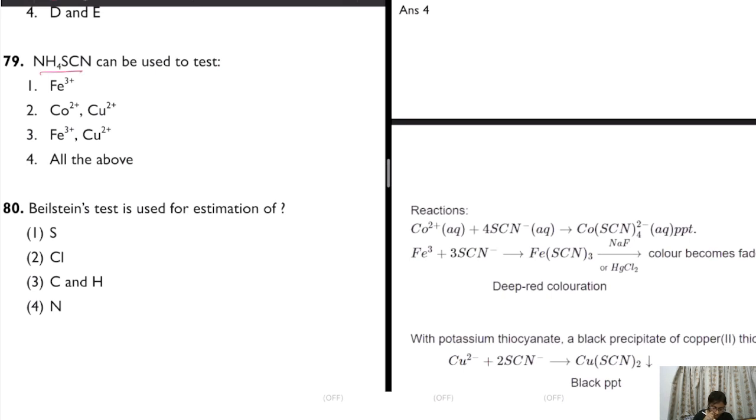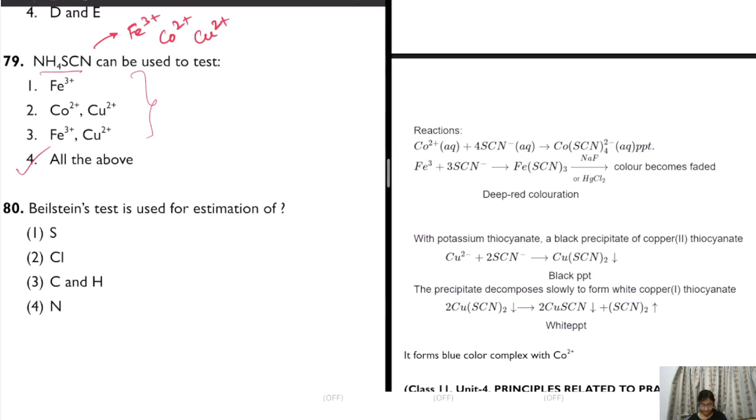NH4SCN test can be used to test Fe3+, Co2+, and Cu2+. Let's see the options. We can see all the options there. So all of the above is the answer, but let's see what it does.